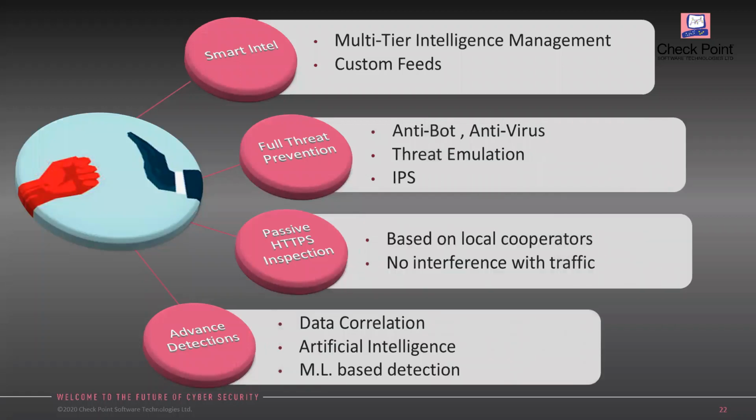So just to recap here, I think we've gone through all of this, but passive HTTPS inspection is based on local cooperators. A cooperator is an agent that allows us to basically share a key with the gateway to actually inspect the traffic.